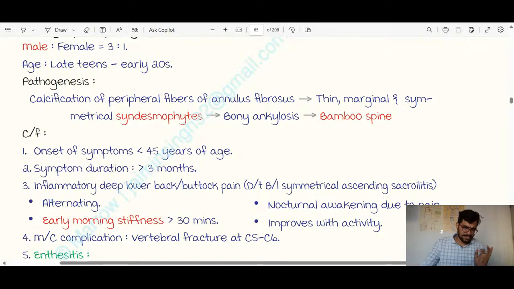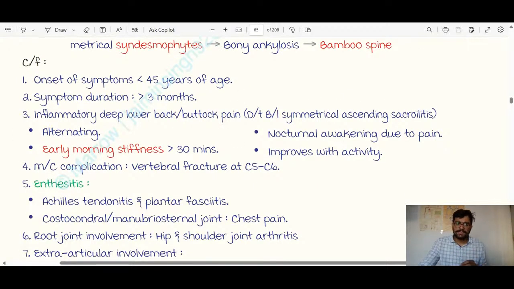Clinical features: onset of symptoms less than 45 years of age, symptom duration more than 3 months. Inflammatory deep lower back pain due to bilateral symmetrical ascending sacroiliitis. Early morning stiffness is more than 30 minutes. Nocturnal awakening due to pain, which improves with activity. As the patient does some work or activity, the patient gets relief from the pain. So it is an important part to identify the disease carefully.